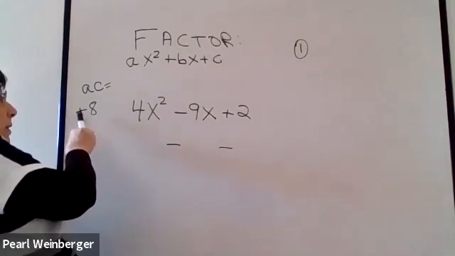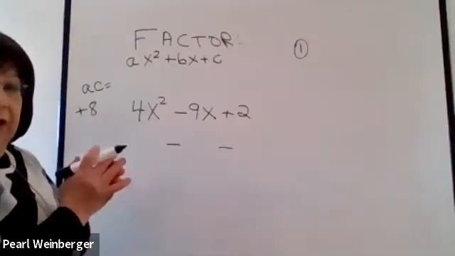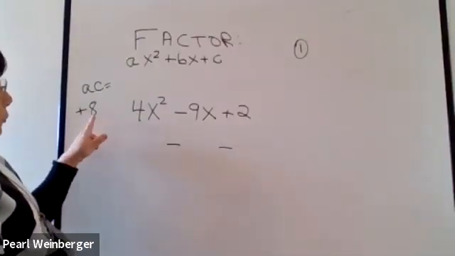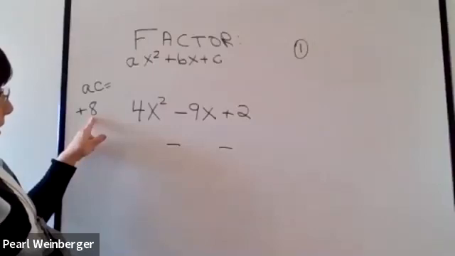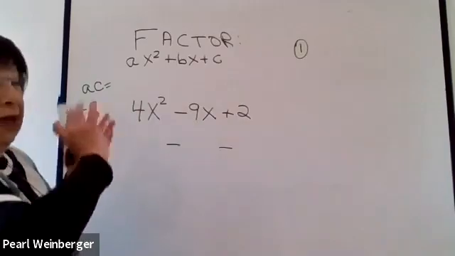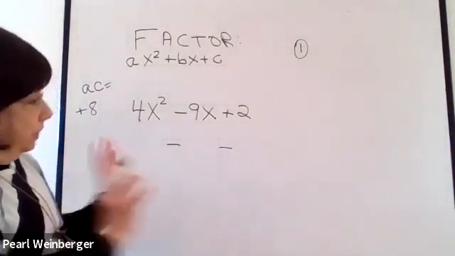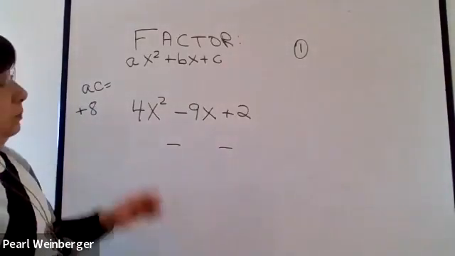Since this is positive, I know both numbers are either going to be positive or both negative. Since the middle term is negative, I know they both have to be negative. Now I want to figure out what the numbers are. I know the signs, I now want to find the numbers. Now I'm no longer worrying about the sign, whether it's positive or negative. I'm just worrying about the numbers.